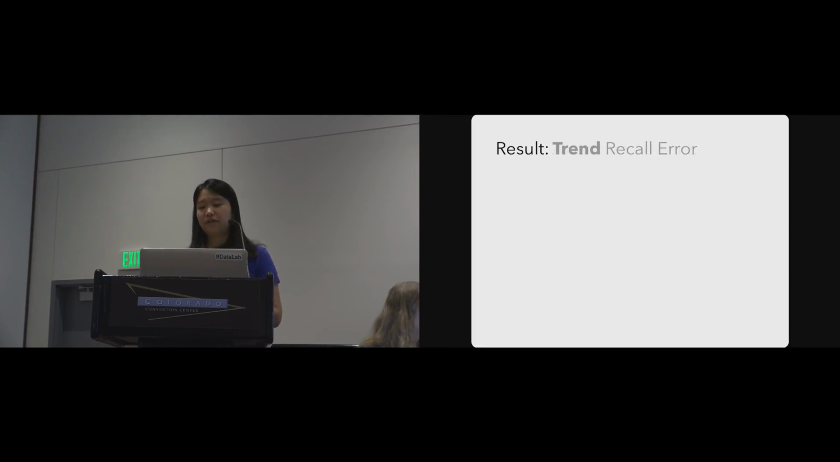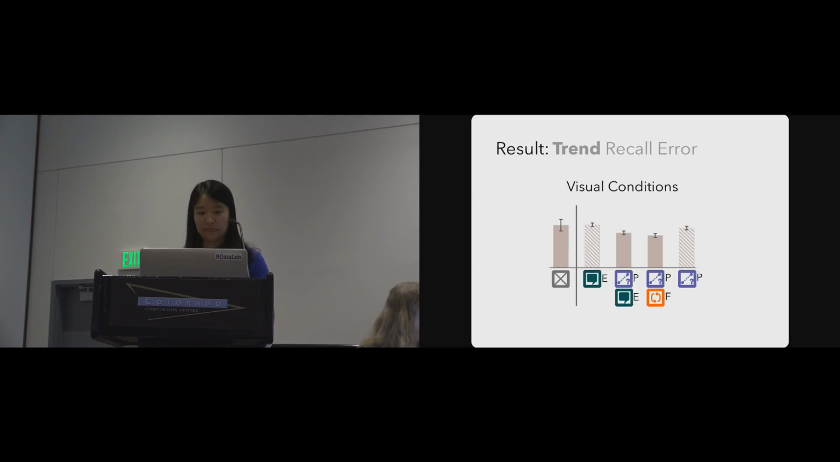Now we'll see the result for trend recall error, which tells us how accurately participants recall the slope of the actual data. So we see reliable effects of improving trend recall error for the two predict conditions with visual modality. For the text condition, however, none of the techniques show a reliable effect of decreasing trend error compared to the baseline.